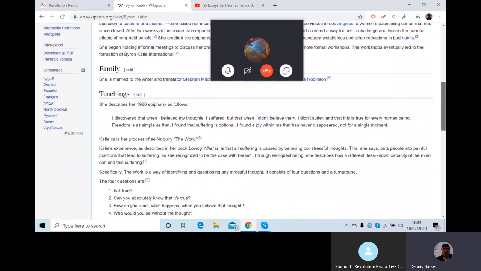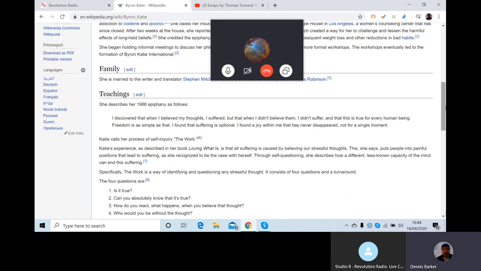So she described, this is from Wikipedia, her 1986 epiphany as follows: I discovered that when I believed my thoughts, I suffered, but that when I didn't believe them, I didn't suffer, and that is true for every human being. Freedom is as simple as that. I found that suffering is optional. I found a joy within me that has never disappeared, not for a single moment.